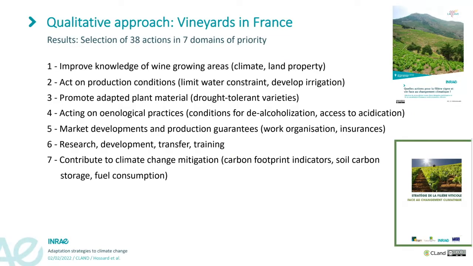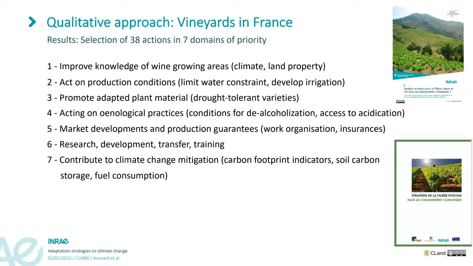Then I skip the second step of the method I showed you before to go to the third step. And so the experts selected 30 actions. I will not show you all of them, of course, but they classified them in 7 domains of priorities, which gives somehow a roadmap for the government to anticipate and to set up actions nationally for vineyard adaptations.